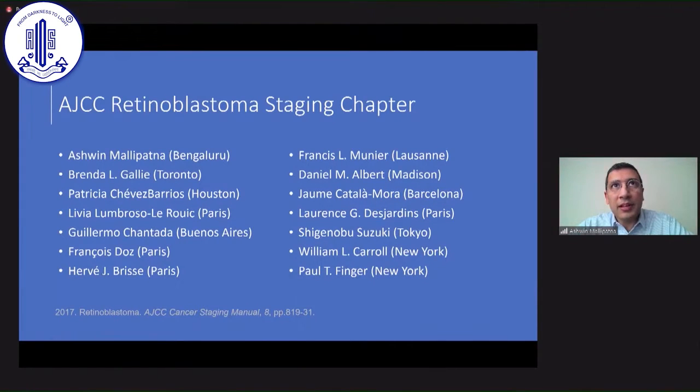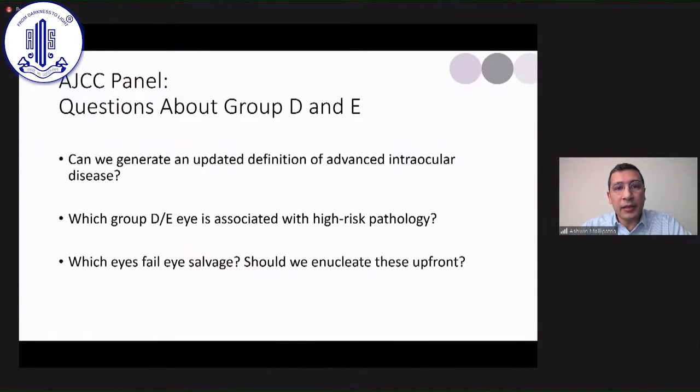we thought of rejigging a system that could be used by everyone. This was the group of people who went ahead and brought some consensus, and through the AJCC and the work of Paul Finger and the rest of us in that team, we brought forward an evidence-based staging system by which we can discuss different types of retinoblastomas that present to us.